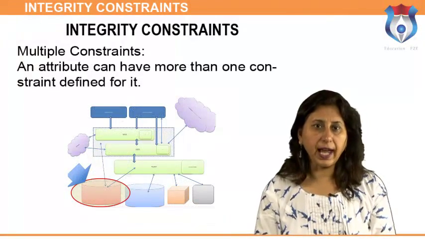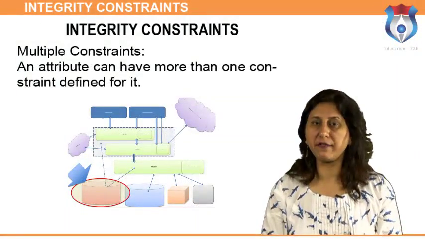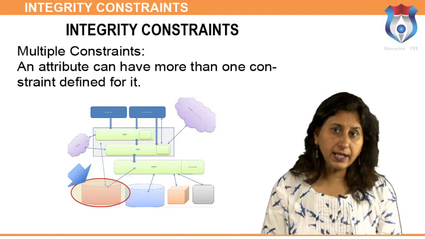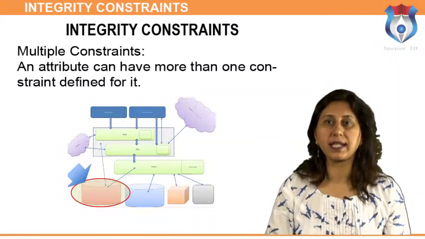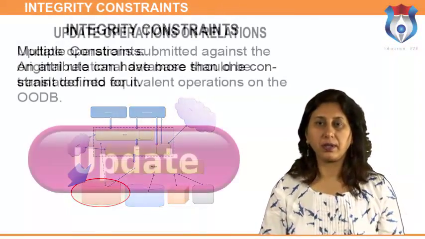An attribute can have more than one constraint defined for it. Any data inserted into the table must satisfy all the constraints defined for an attribute.